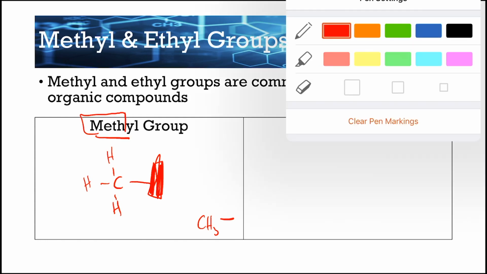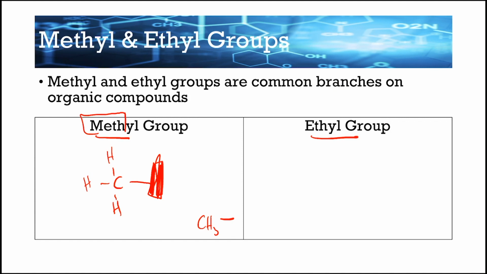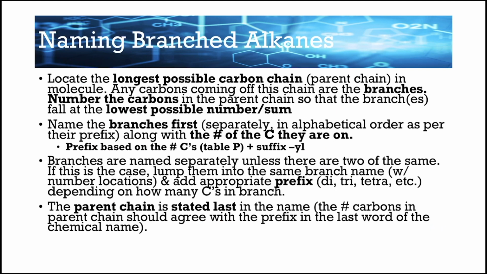An ethyl group, remember table P has ethyl as 2 carbons, looks like this. That 2 carbon chain is attached to your compound. So it would be CH3CH2 attached to something. Those are generally the groups that you'll be seeing, and we'll work through how to place them and how to name them.